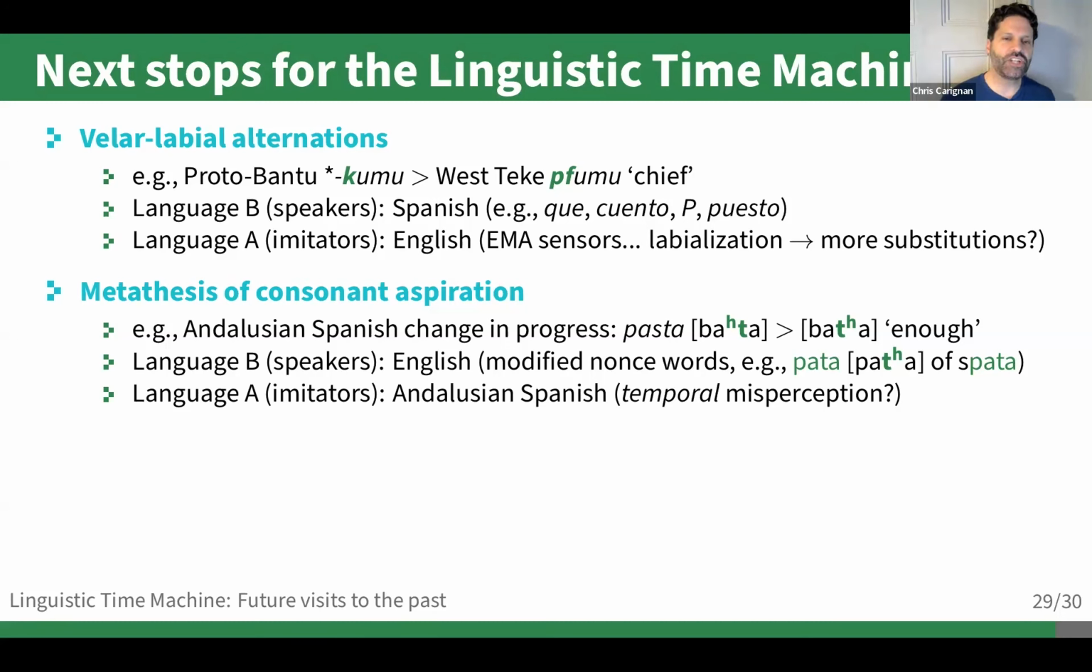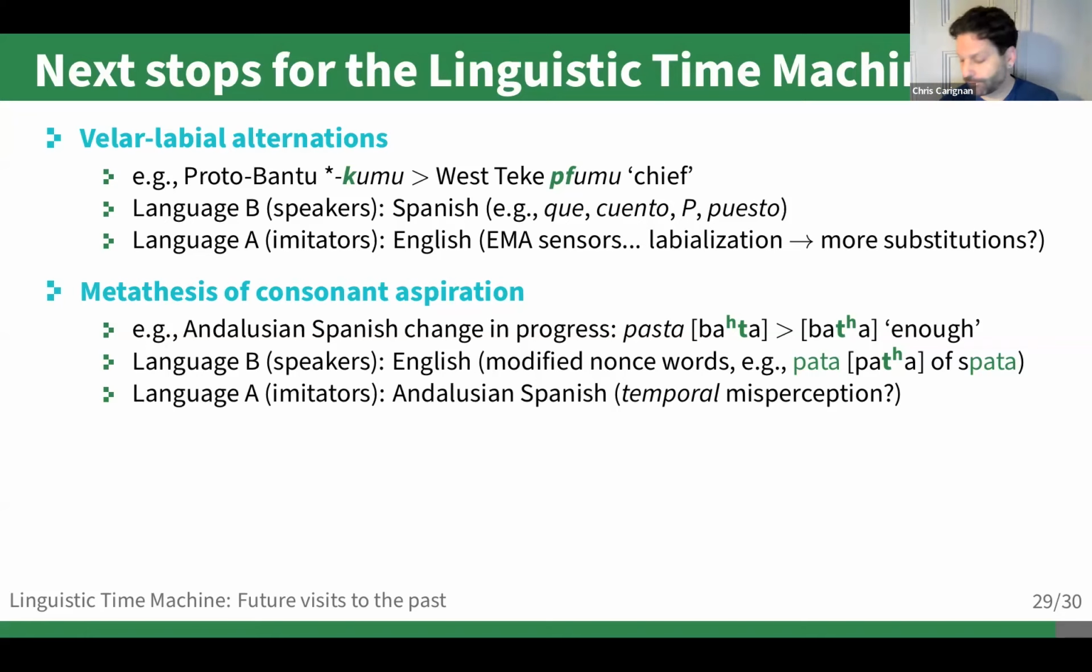So there's a sound change in progress in Andalusian Spanish of metathesis of consonant aspiration in particular. So words like bata, what used to be pronounced bata, are now pronounced by some speakers as bata in some cases. And importantly, many younger speakers do both. So this is a sound change in progress where their parents and grandparents would only do pre-aspiration. These younger speakers are doing both. So this is an example where language A is a sound change in progress.